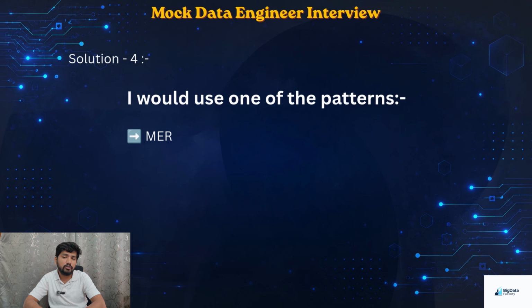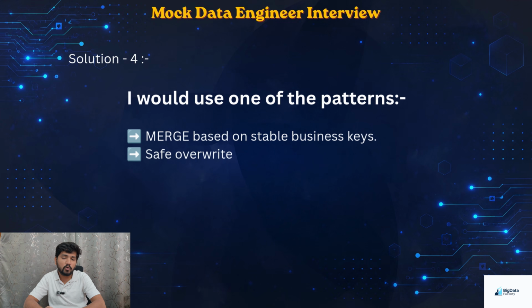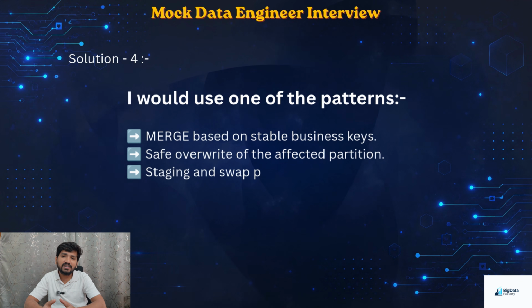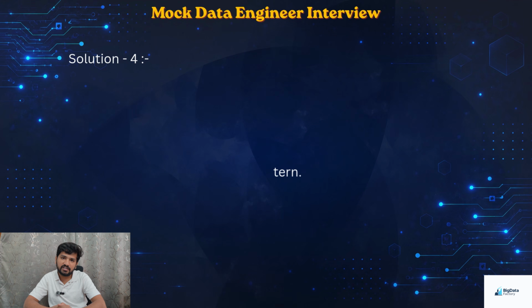The core problem is that the pipeline is not idempotent. Idempotency means that processing the same input again should not change an already correct result. So here, I would begin by identifying stable keys. For orders, that may be order ID. For order items, it may be a combination of order ID and order item ID. I would not blindly append every run. Depending on the pipeline, I would use one of these patterns: a merge based on the stable business keys, a safe overwrite of the affected date partition, or a staging and swap pattern where the result is published only after the validation succeeds.